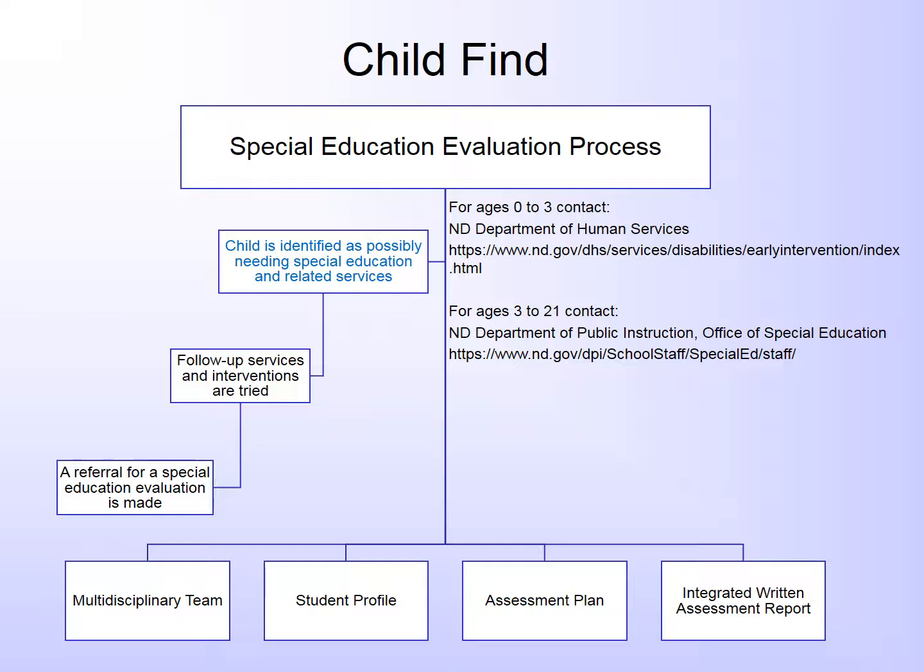In North Dakota, the North Dakota Department of Human Services is the public agency responsible to provide child find services for children ages 0 to 3. The North Dakota Department of Public Instruction, Office of Special Education, is responsible to assure that Child Find is available to students ages 3 through 21.